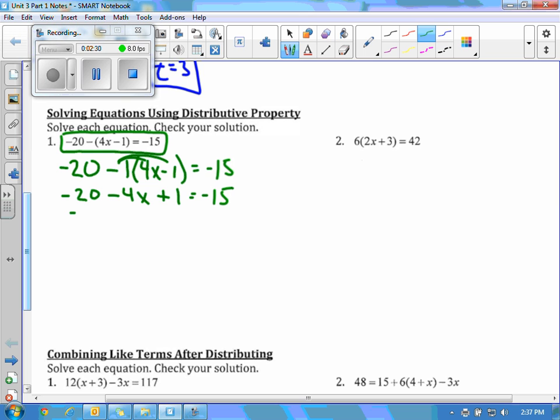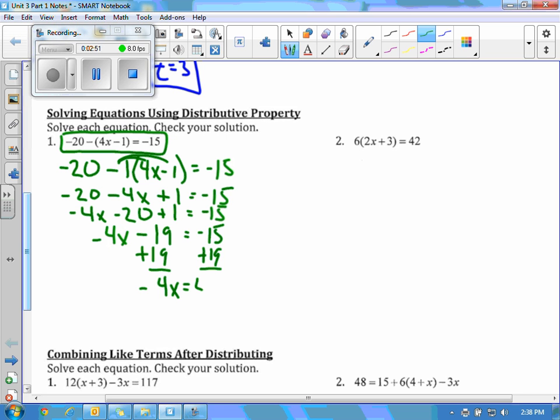Now I need to combine my terms, so I'm going to rearrange this a little bit and put the constants next to each other. So I have negative 4x. Negative 20 plus 1 is negative 19. And then I have subtraction on the left side when I do minus 19, so I'm going to add 19 to both sides. And that will give me negative 4x equals positive 4. And I can divide both sides by negative 4. And I get x equals negative 1. Alright, I'll let you guys do number 2 on your own. Just ask me if you have any questions.